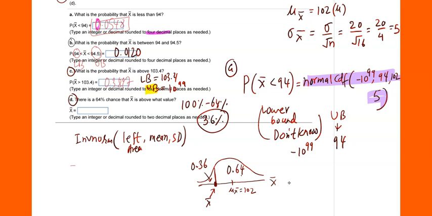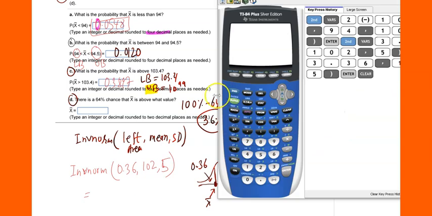Okay, and now how do you put it in the calculator? Let me finish writing INVNORM. Left area is 0.36, comma, mean is 102, comma, standard deviation is 5. Okay, and let me put that in the calculator, which gives you a value. Let's see, number 3 INVNORM. Again, some of you have a different type of calculator. It might say left area, mean, standard deviation option.